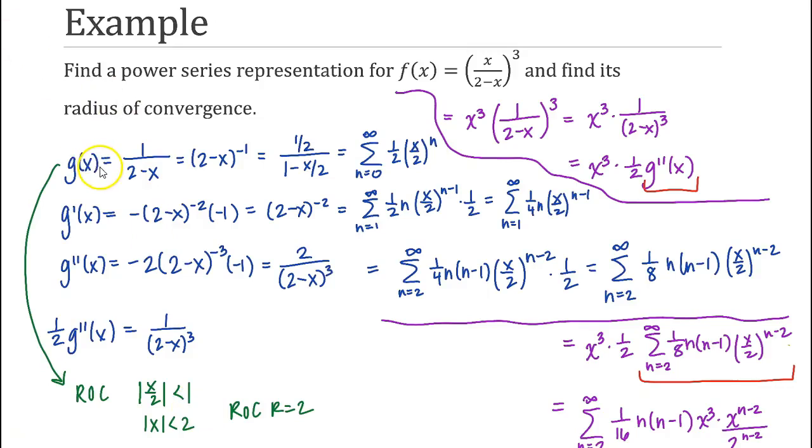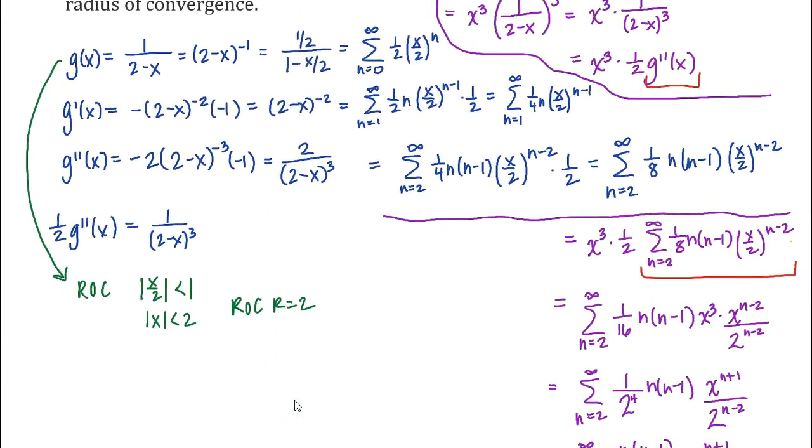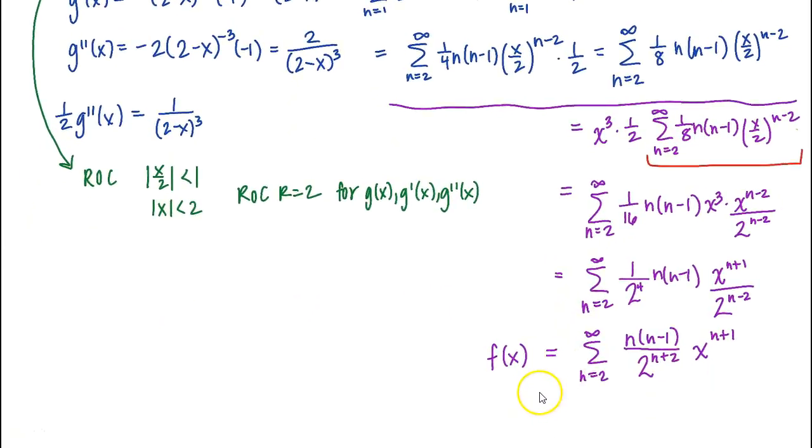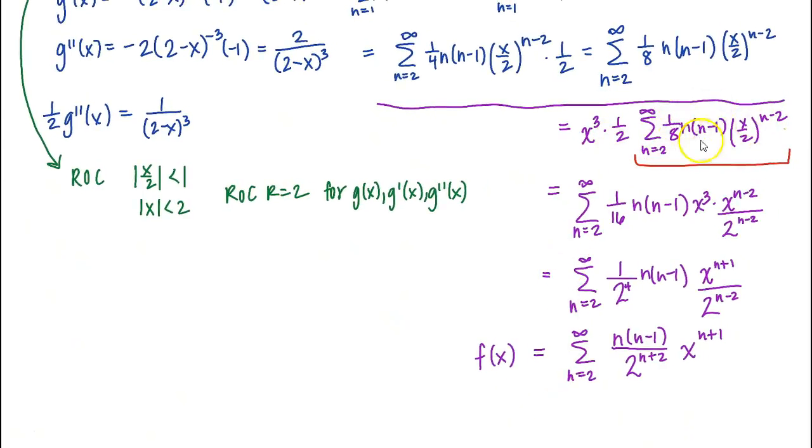That's for g of x, and that's for g prime of x, and that's for g double prime of x. So we know that if we differentiate a function represented by a power series, all those derivatives are still going to maintain the radius of convergence. So this is the radius of convergence, r equals 2, for g of x and g prime of x and g double prime of x. But our function was combined with x cubed times 1/2. So this part right here was my g double prime of x part, but I have this extra piece here, 1/2 x cubed. So it's not just the derivative, it has some extra stuff associated with it.